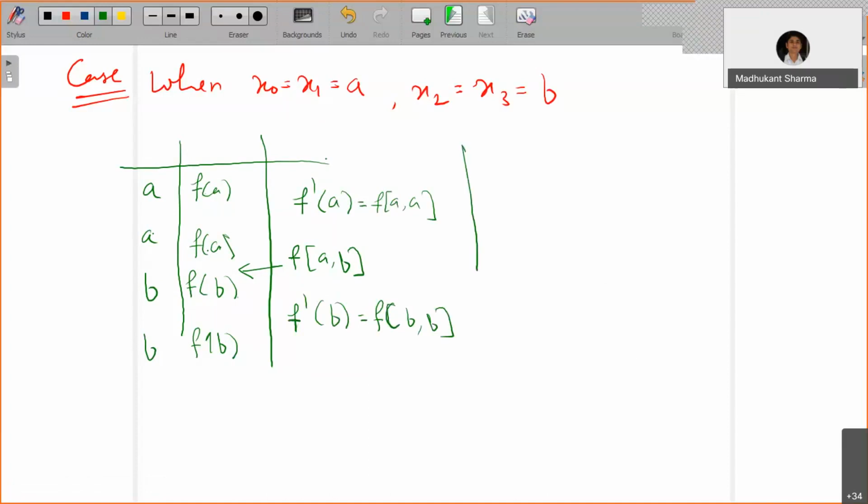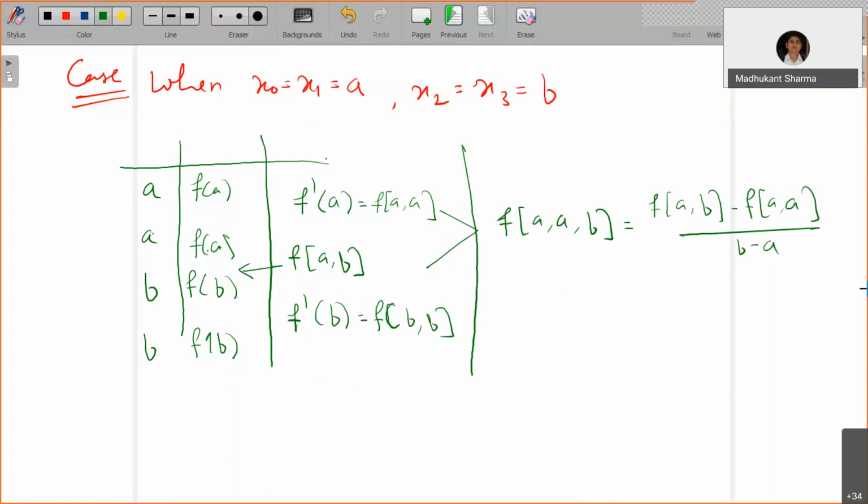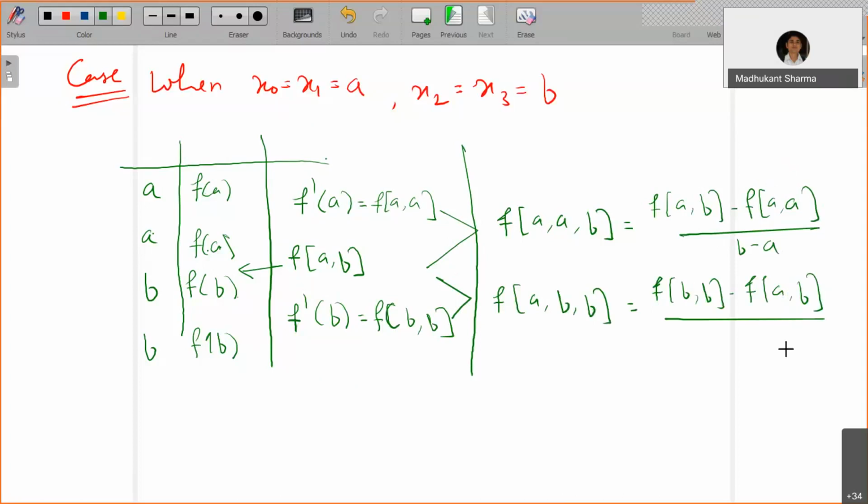Now similarly for the second divided difference, this is going to be using these two, and in notation it uses a and b, and that is equal to f of a, b. If you use the definition, f of a comma a divided by b minus a, so f of a comma a is f dash of a, and if you use these two, this is f of a, b, b, that is equal to f of b comma b minus f of a comma b divided by b minus a.